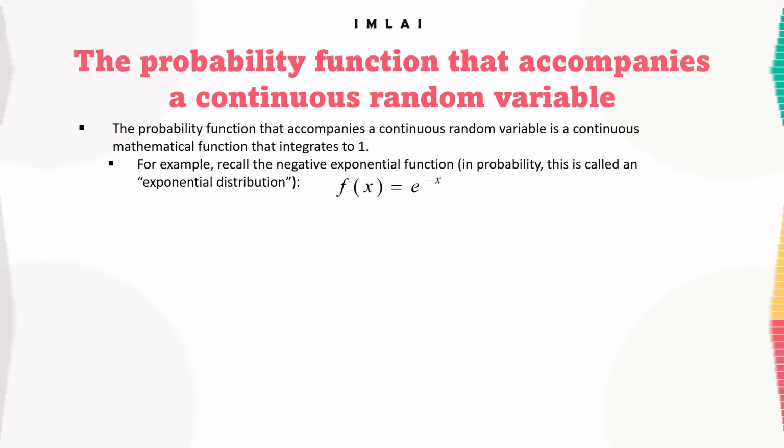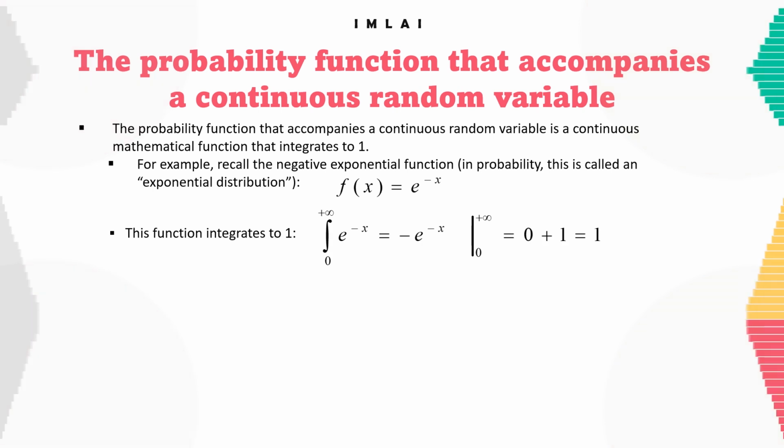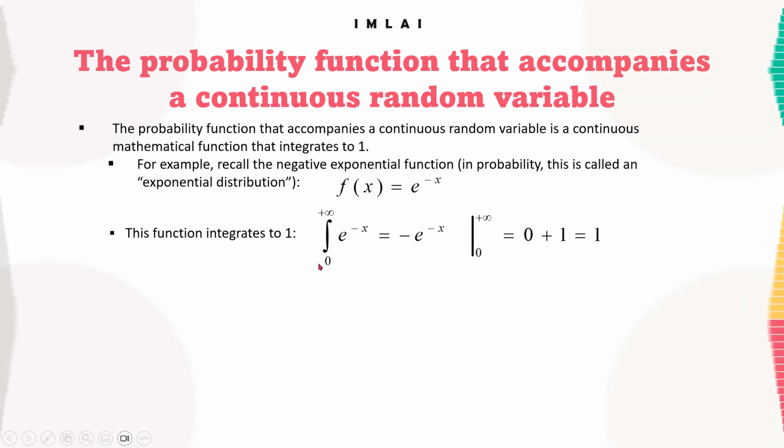For example, recall the negative exponential function. In probability, this is called an exponential distribution. Exponential distribution: f of x is equal to e power minus x. Similarly, when you do an integration, this function integrates to 1. Let's do that. The integration of e power minus x from 0 to plus infinity. You replace the x values with the respective limits 0 and infinity.